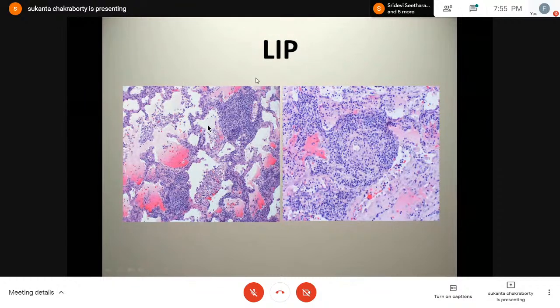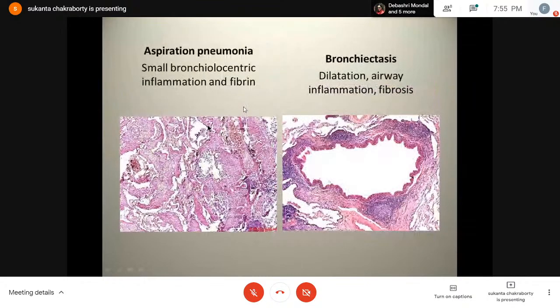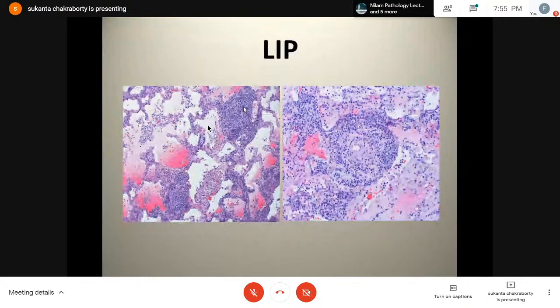We can see a dense collection of lymphocytes and plasma cells, and in this picture there are some localized dense aggregates of lymphocytes. So this is, in short, LIP.